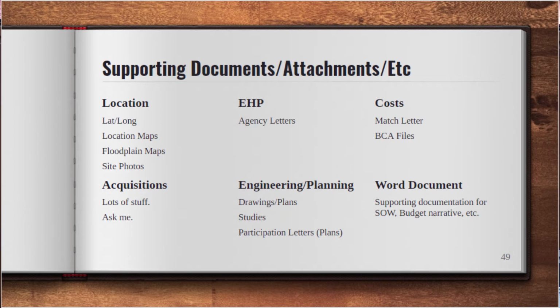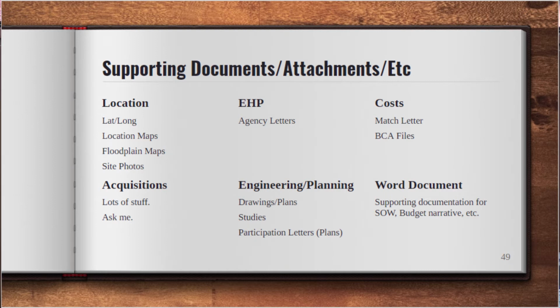For EHP, you have all these agency letters. You're going to be going back and forth. Amber will go over this in detail later. You're going to go back and forth a lot with other federal and state agencies covering all your environmental and historical stuff. And so you'll have copies of letters you've sent back and forth and approvals, and you're going to need to upload those things.